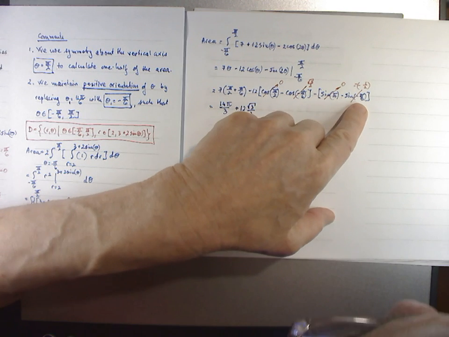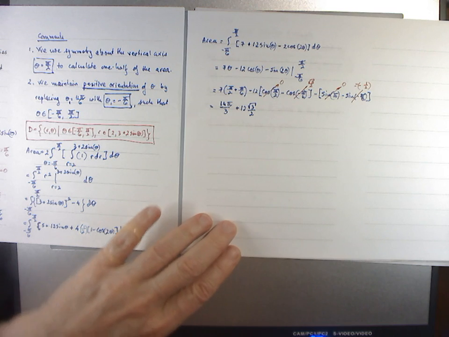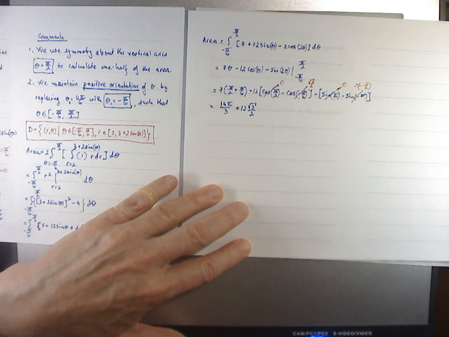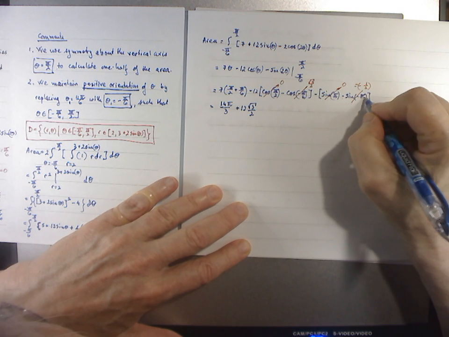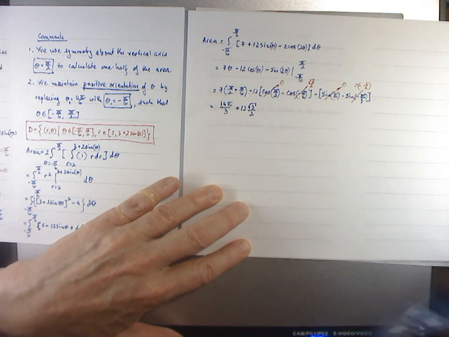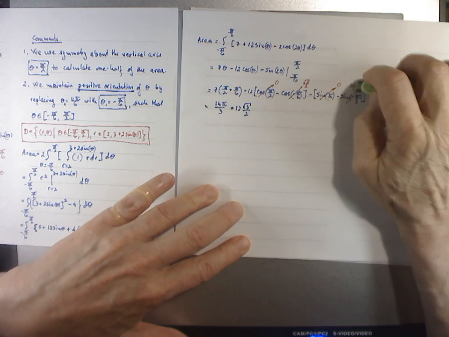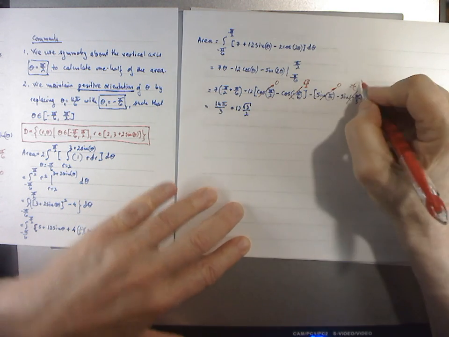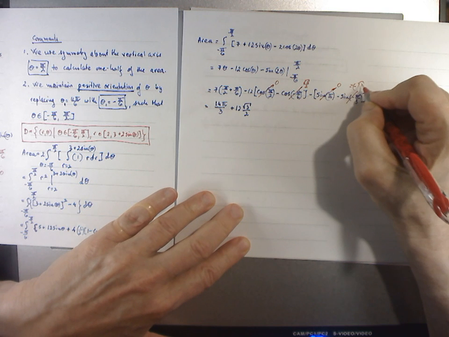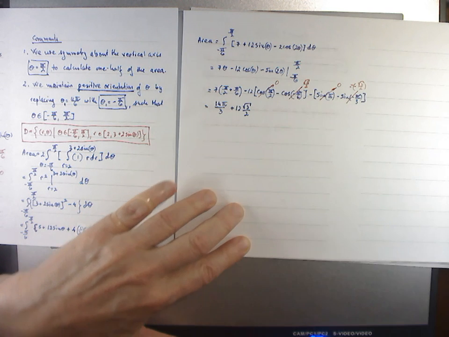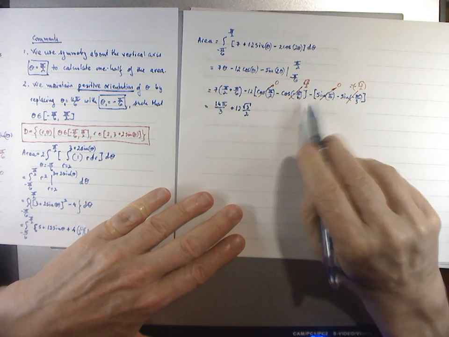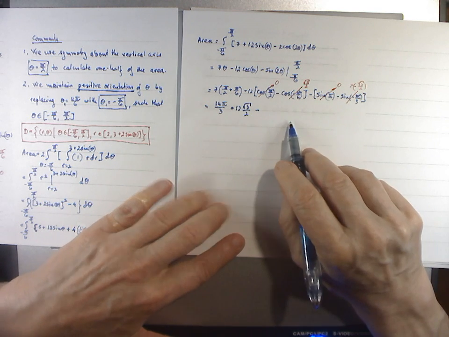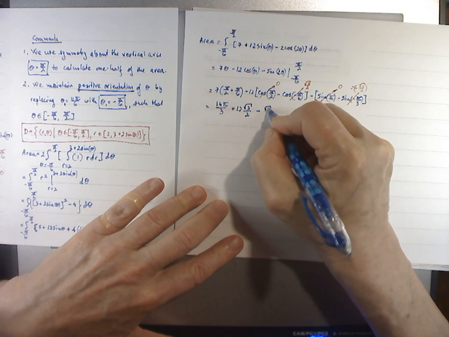This is pi over 3. It's not pi over 6, it's double. I knew that something didn't look right. So sine of pi over 3 is square root of 3 over 2. It's not 1/2. Okay. So negative, negative, negative. We have negative, and there is no multiplier here, so negative square root of 3 over 2.